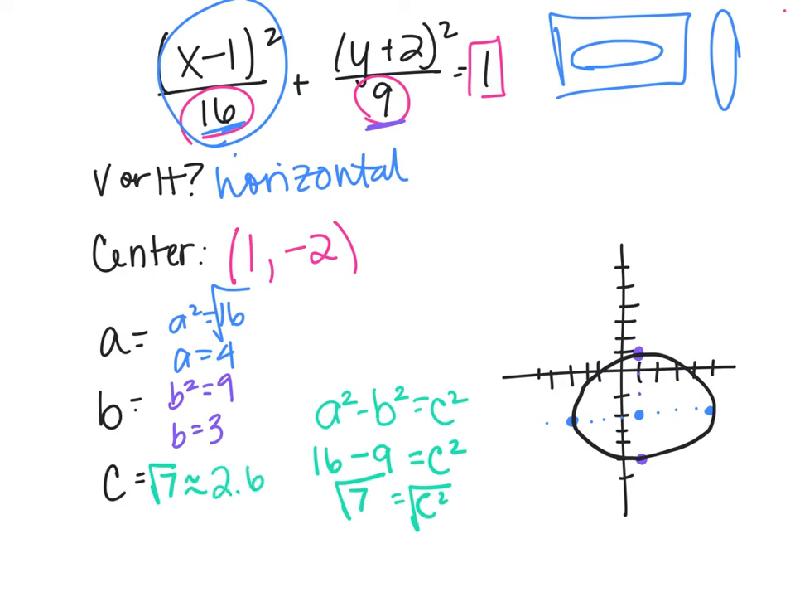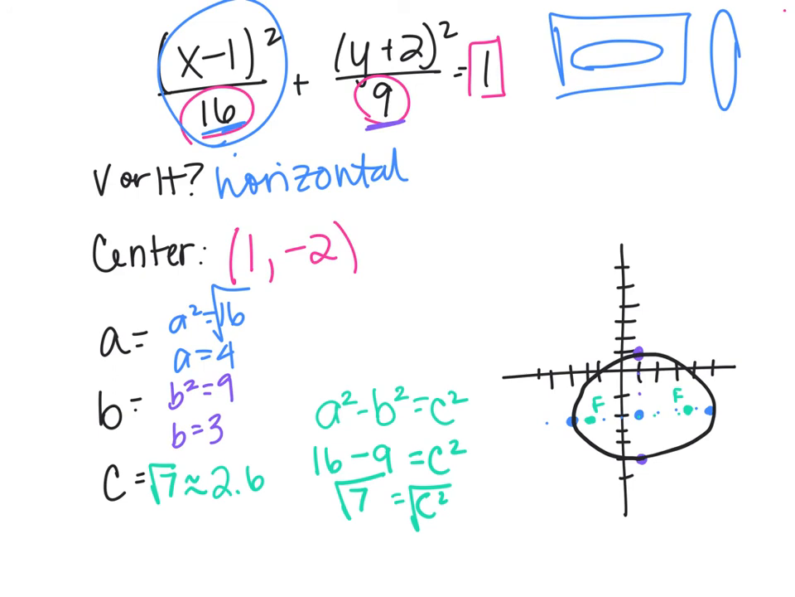2.6. So to graph that, the foci are always on the same line as a. So if it's horizontal, the foci should go left and right. So from the center, count 2.6 to the right, count 2.6 to the left. We can label those as our foci. And that is everything you need in your graph of an ellipse.